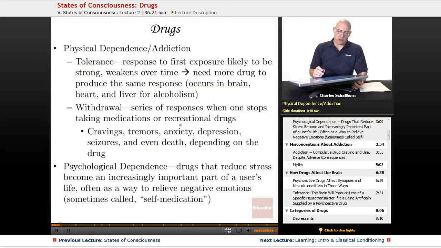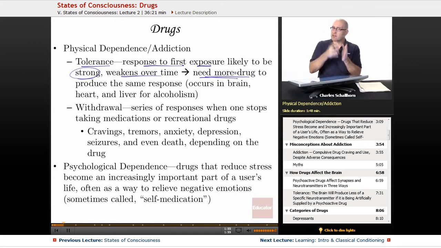Physical dependence and addiction. So first we look at tolerance, and that is the response to our first exposure to a particular drug is typically going to be very, very strong. However, our response over time is going to weaken. And when it weakens, we're going to need more drug to produce that same response. So just as an example, the first time a person, say, has a bottle of beer, one beer is going to get them pretty drunk.